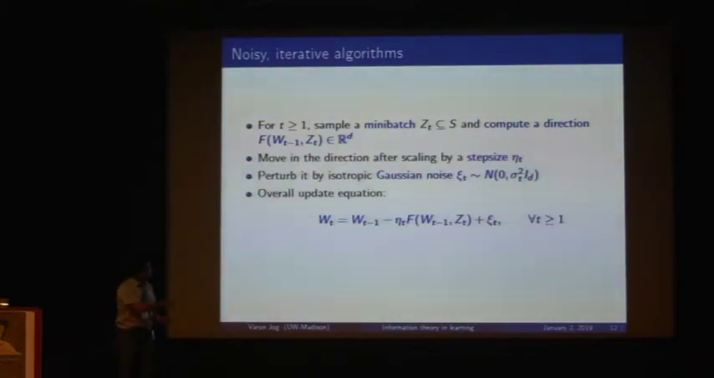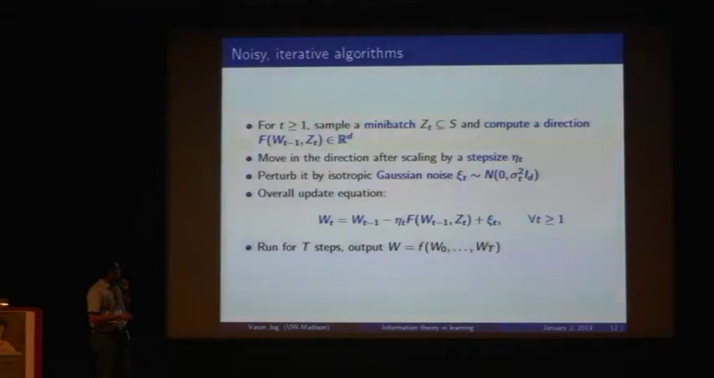I will just focus on this particular expression. What we are doing here is that the next iterate is obtained from the previous iterate by moving in the direction of the gradient. This F, just think of it as the gradient, and then add some noise. That's all that we are doing, and then we run this iterative algorithm for t time steps, and then output some function F of everything that you have seen so far.